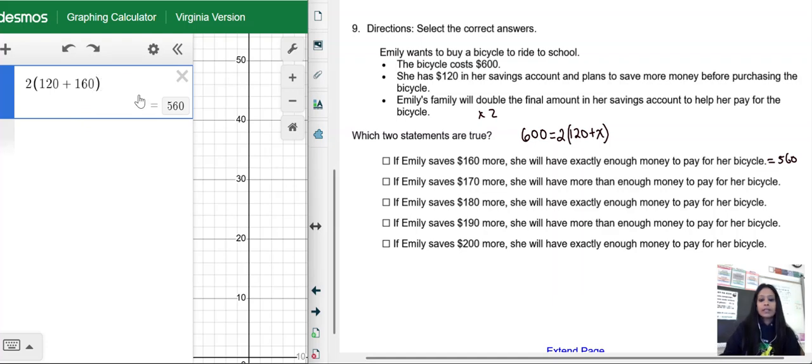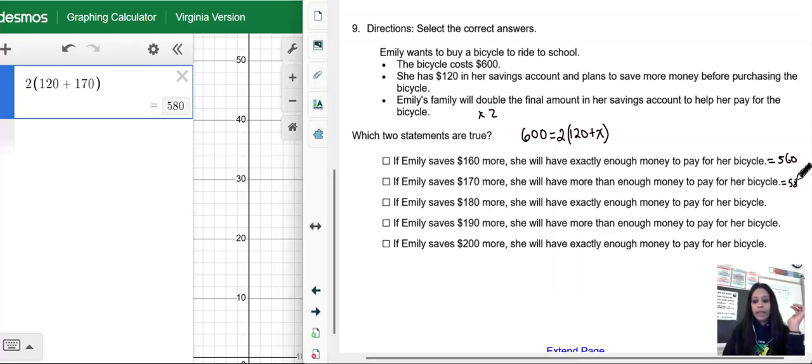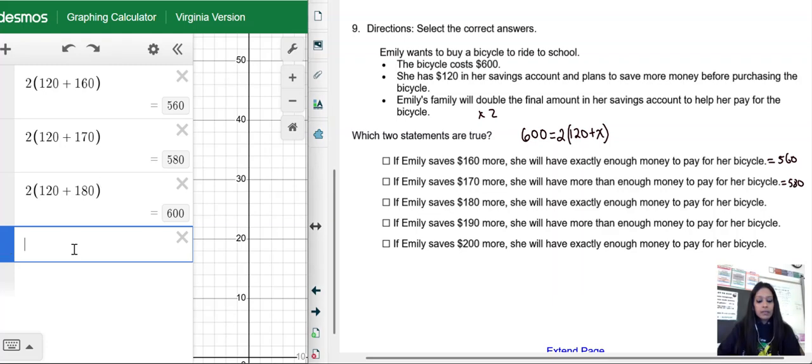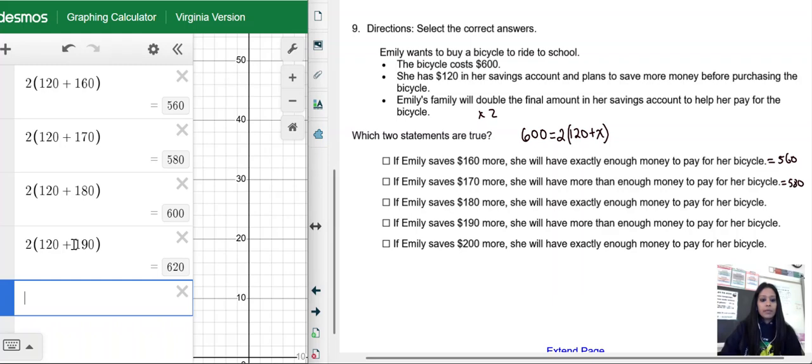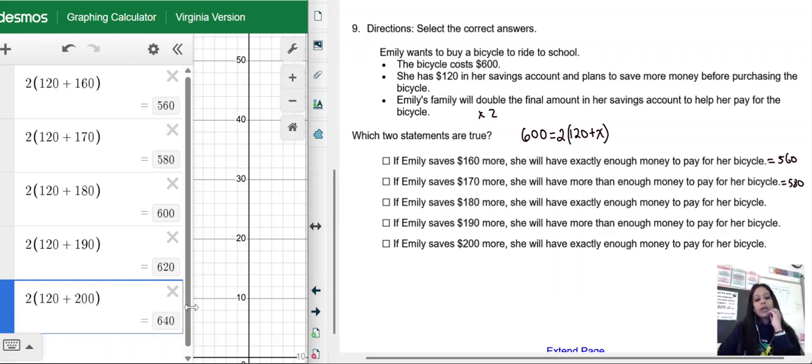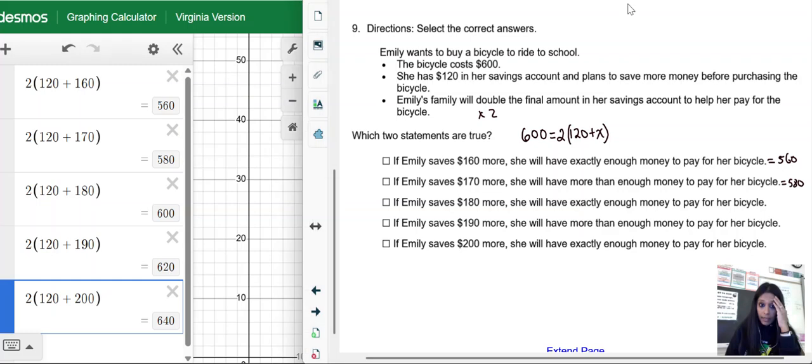120, and this is my x, right? So 170 gives me 580. Okay. It's gonna honestly just put all the equations in. 190 and then one more. 200. All right, so here are all of the different amounts that I have here. So I'm not gonna write them all out. They're all over here.